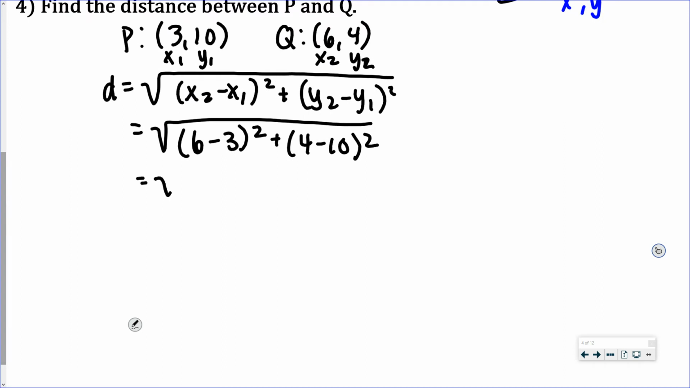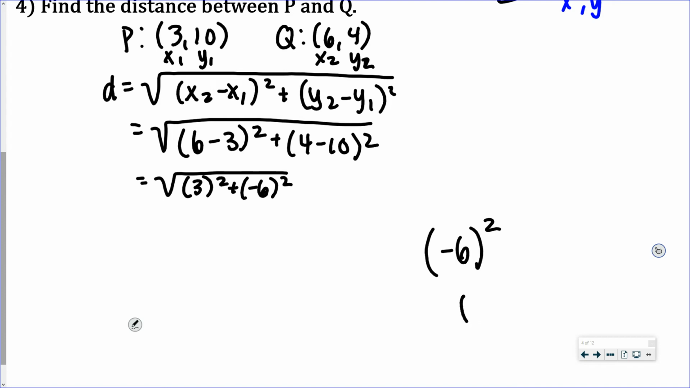Okay, how we simplify this, first you gotta subtract, so that'd be 3 squared, and that'd be negative 6 squared. Keep those in parentheses. Sorry, am I going too fast? Okay. Then you can square them. I don't know if we've had this discussion, but this in your calculator is different than this. Have we talked about this?